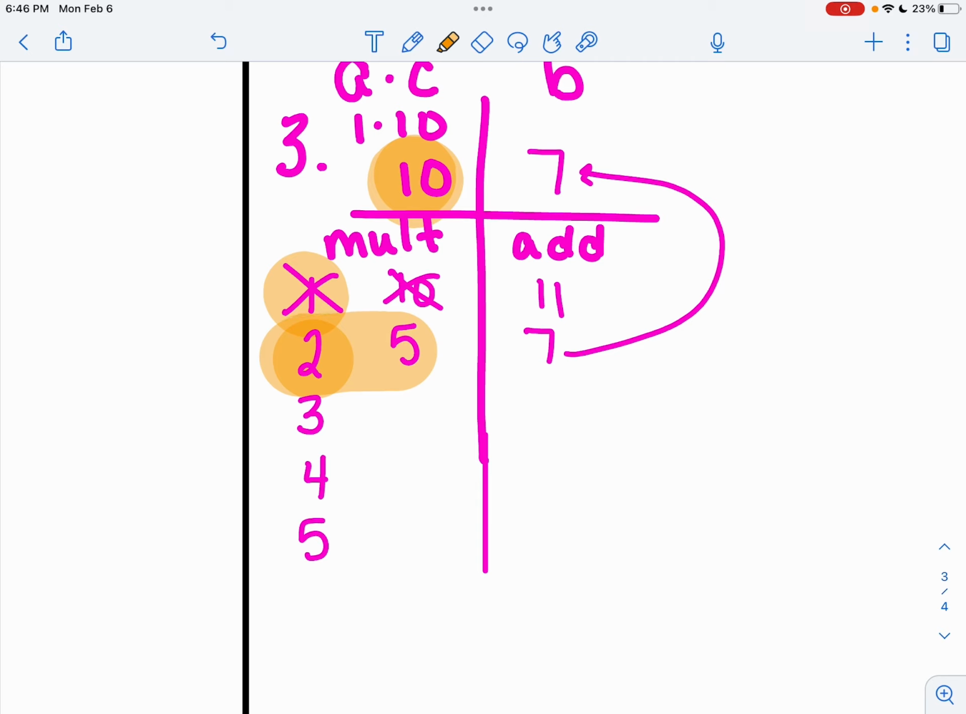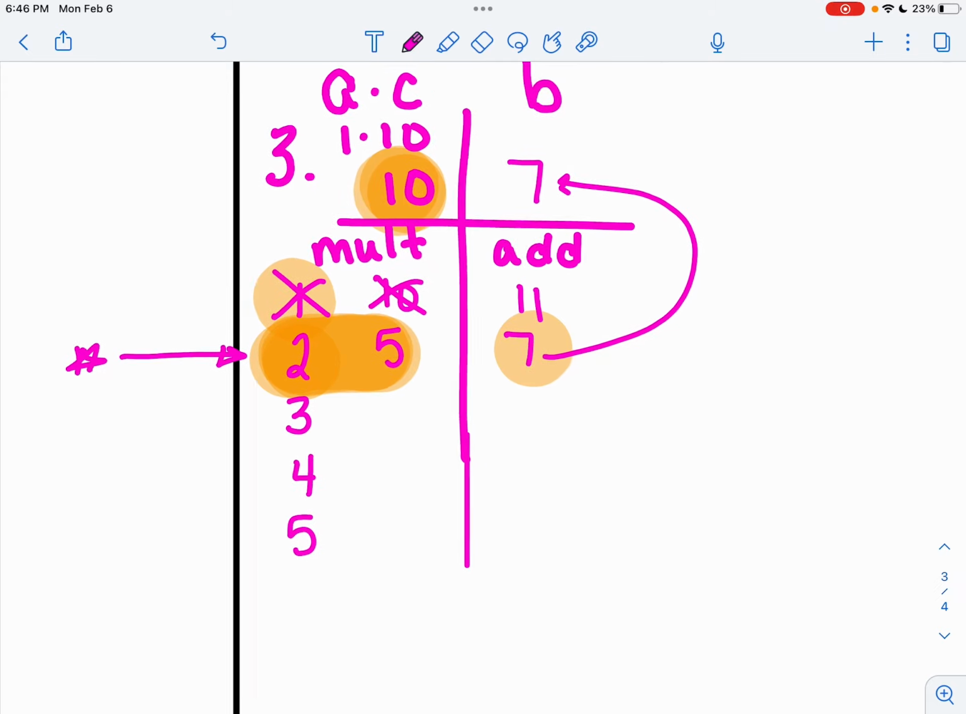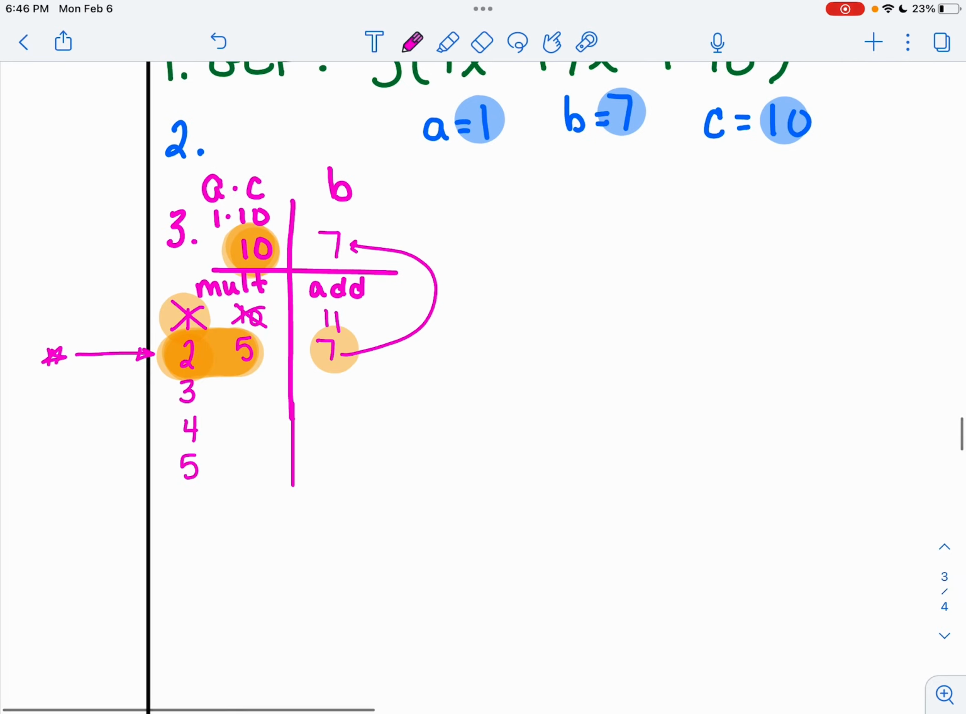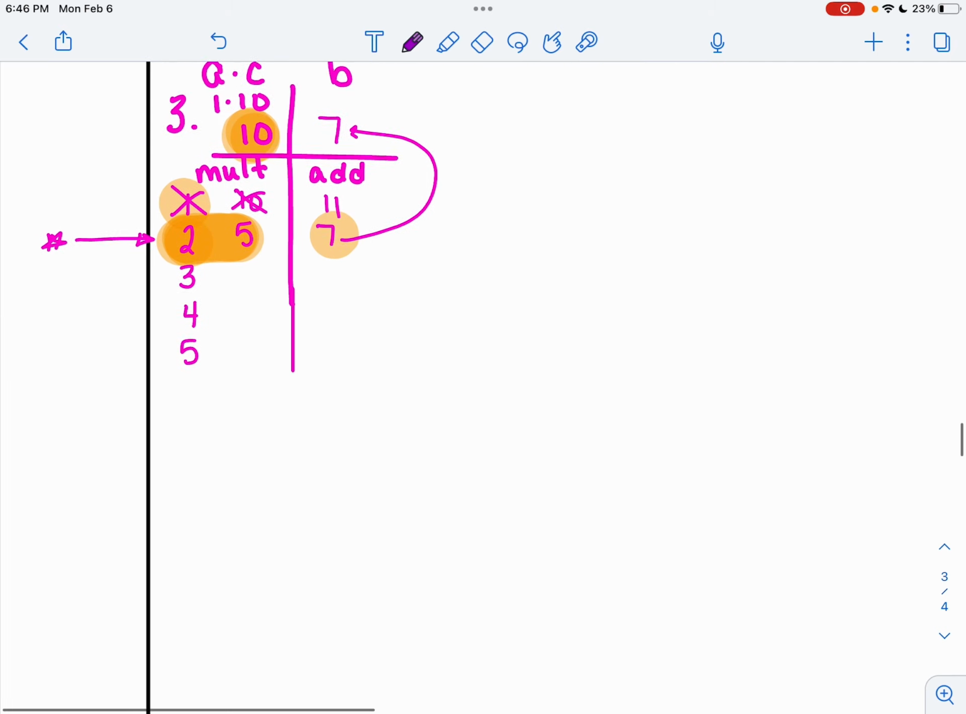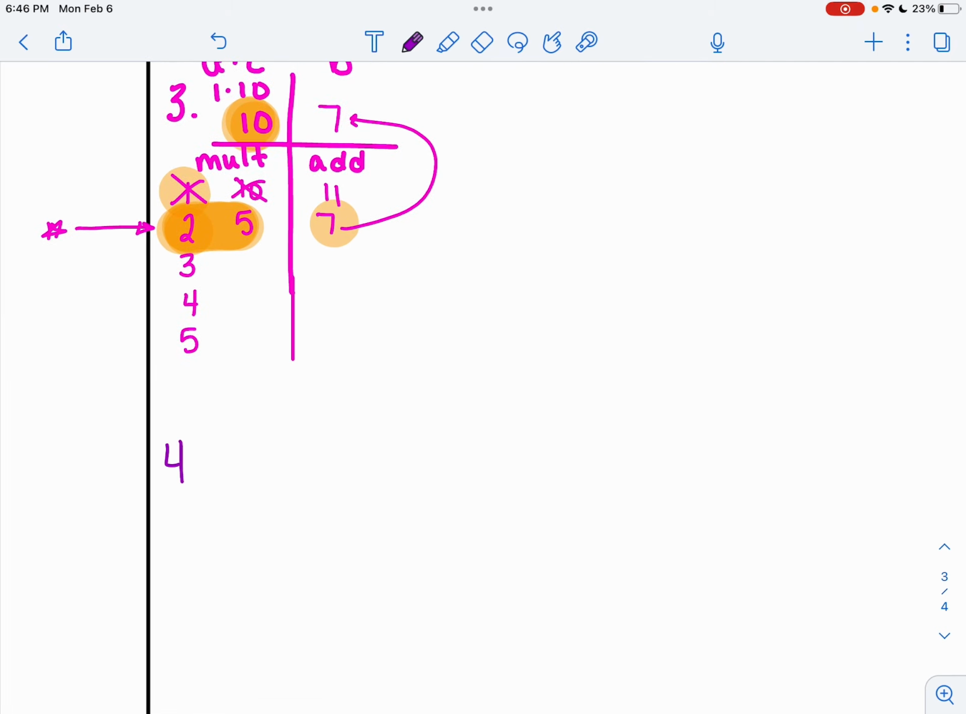Why are those your magic factors? Because 2 times 5 will multiply to 10, and 2 plus 5 will add to 7. 2 and 5 are your magic numbers, your magic factors. Once you find them, you don't go on anymore. Step 4, you make a box.